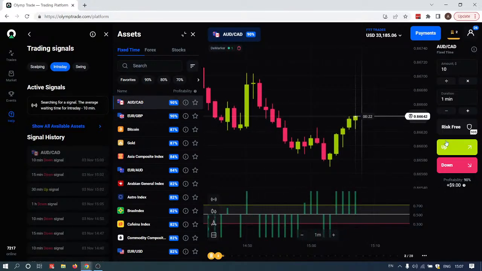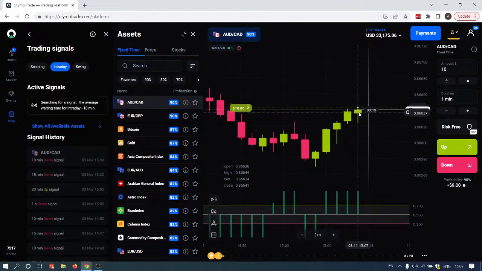Okay, yes, so it has appeared. This new dash has just appeared on the DeMarker histogram, and voila, I open my first trade.